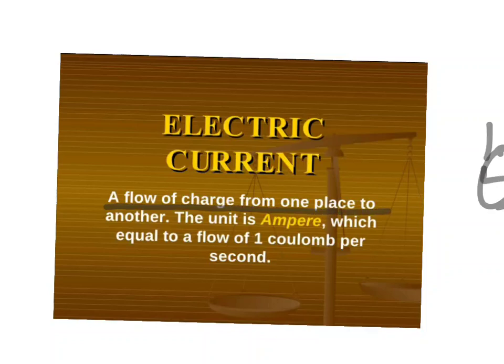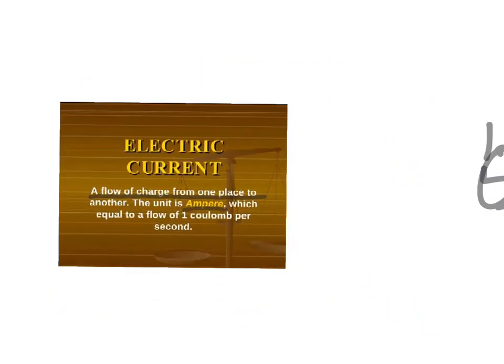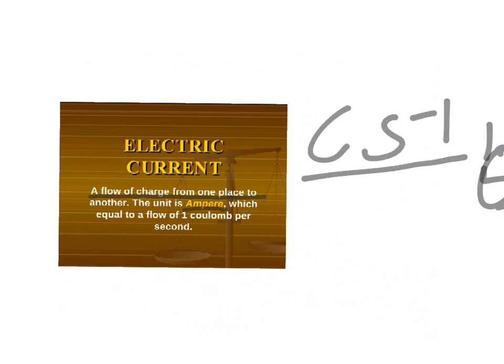If you want to measure the electric current, there is a unit for it. That unit is ampere. Ampere is the SI unit of electric current. Ampere is also called coulomb per second. So the SI unit of current is ampere, or it is also called coulomb per second.